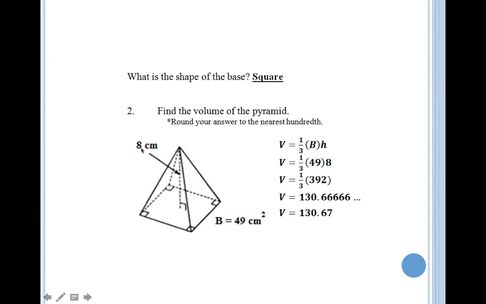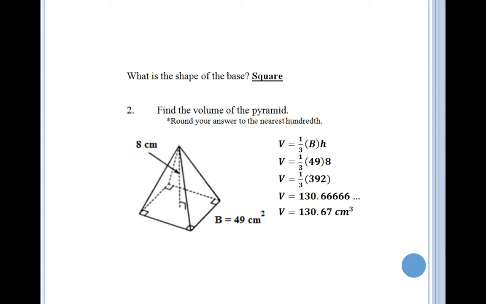Again, look at your units. Centimeters, centimeters. So I know my units are going to be centimeters cubed. Remember, volume is always cubed.